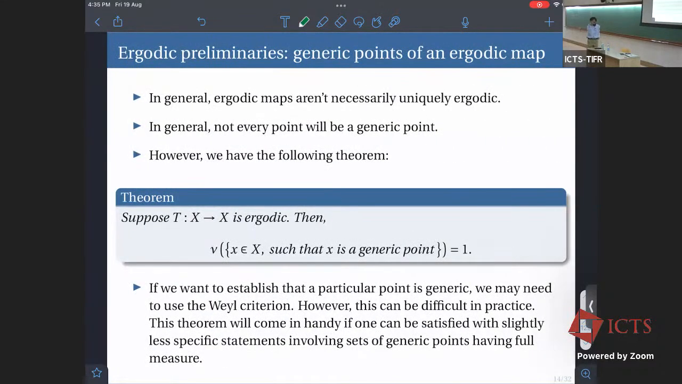The upshot of this theorem is that if I have the Weyl criterion and I want to show that a particular point is generic, then I can use the Weyl criterion, but maybe that's difficult in practice. So a theorem like this will come in handy if you don't want a specific statement, but you're okay with a less specific statement, that the set of elements that are equidistributed has full measure.